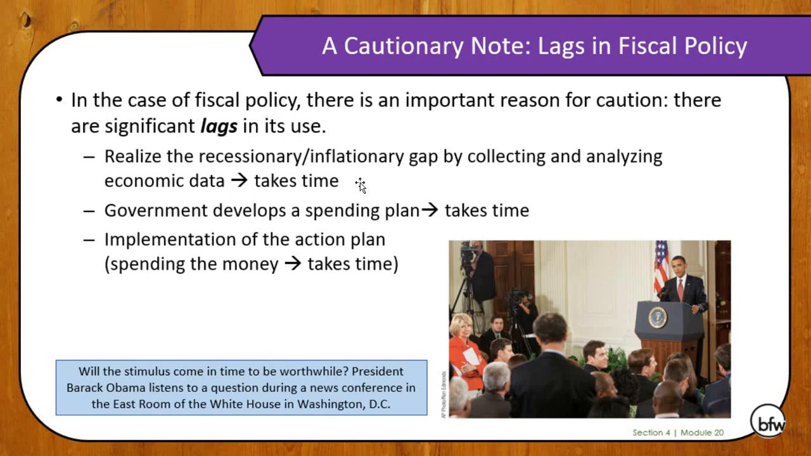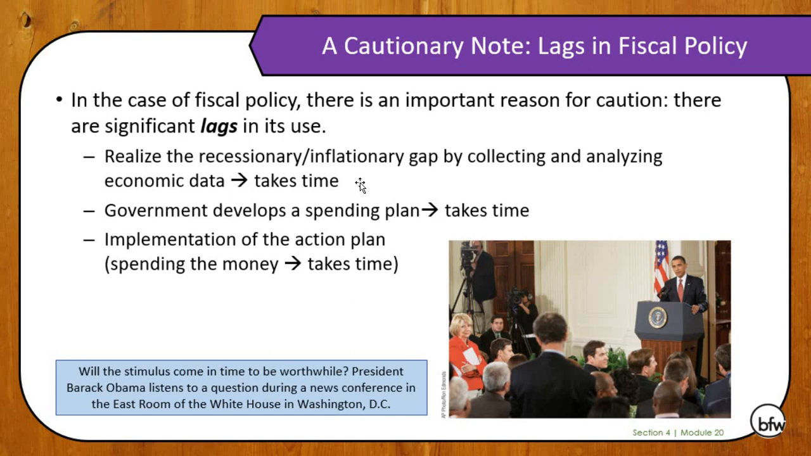And so the big reason why fiscal policy is not a perfect policy solution is because there are usually significant lags in its use. If you think about it, for the government to do anything, they have to get things passed through Congress and then be signed by the president. And there are difficulties in doing that.